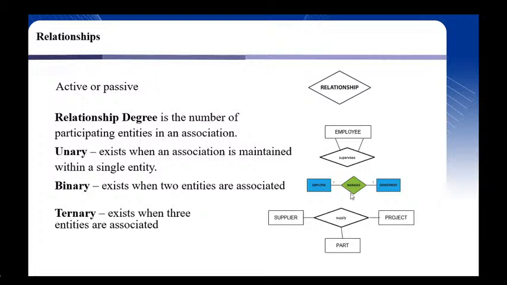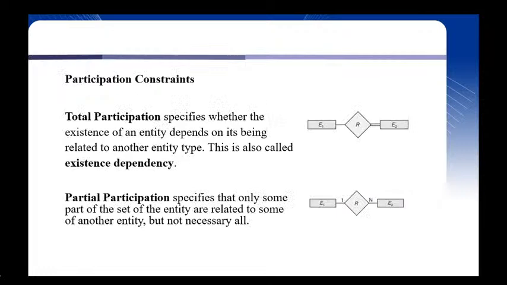So just like this example, we have here employee manages department. So there are two entities associated with each other. As you can see, we have here our relationship name. And we have here the ternary, which exists when three entities are associated. So we have here an example, suppliers supply part to the project. So there are three entities that are involved in this relationship. So that is relationship.